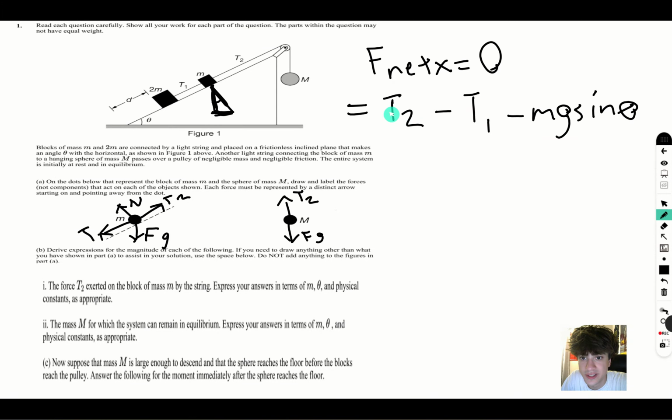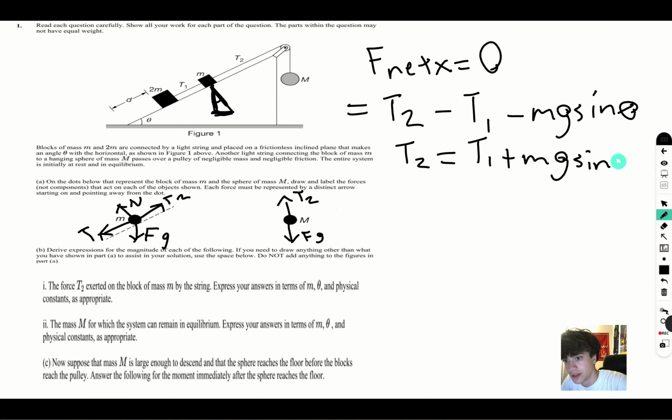Now, since we know that 0 is T2 minus T1 minus mg sine theta, we can move these two over to the other side and say that T2 is equal to T1 plus mg sine theta. And from here, our final step is to find a value for T1 in terms of the values that we were given. So let's take a look at this block right here.